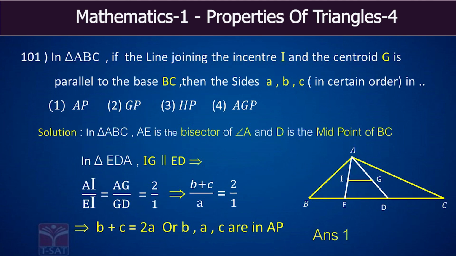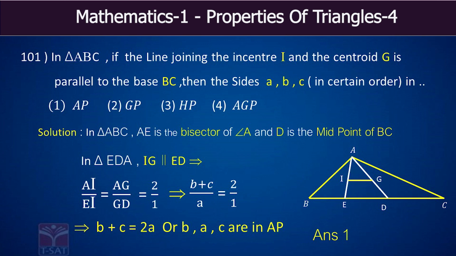101. In triangle ABC, if the line joining the incenter I and the centroid G is parallel to the base BC, then the sides a, b and c in a certain order are in: 1) AP, 2) GP, 3) HP, and 4) AGP.